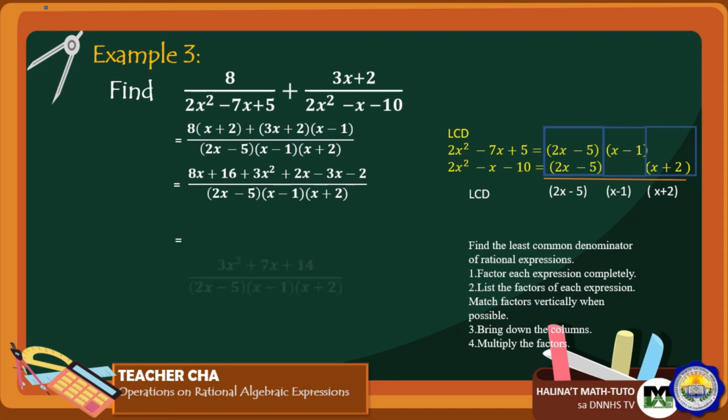Combining like terms, we have 3x squared, then 8x plus 2x minus 3x is 7x. 16 minus 2 is equal to 14. The numerator is not factorable anymore, so our final answer is 3x squared plus 7x plus 14, and then copy the denominator.